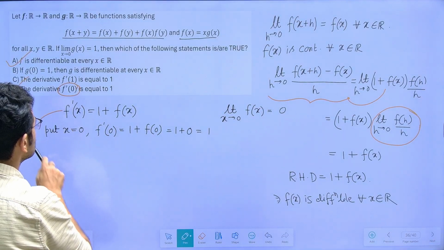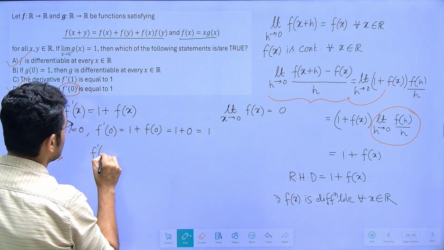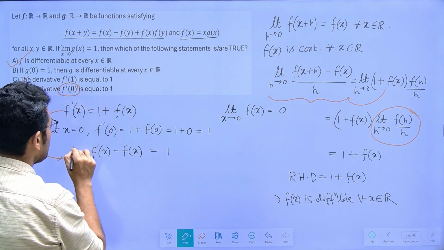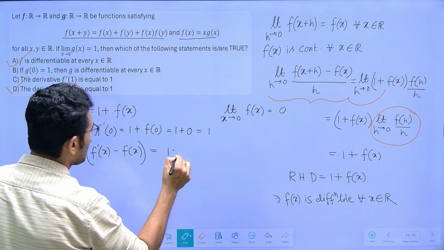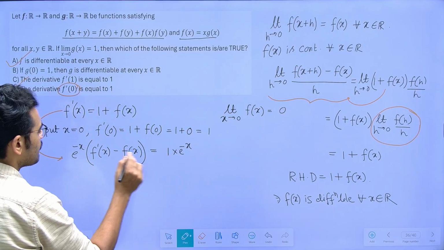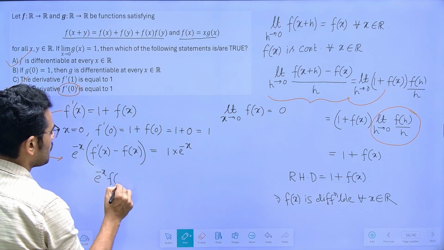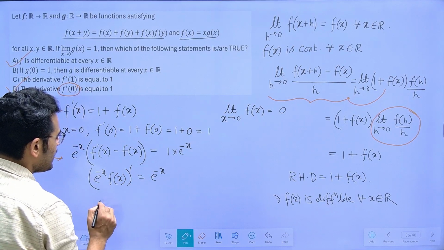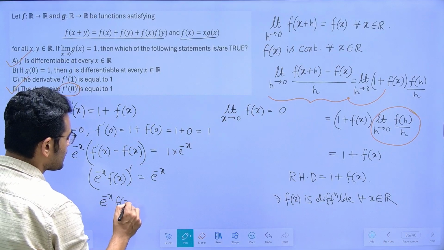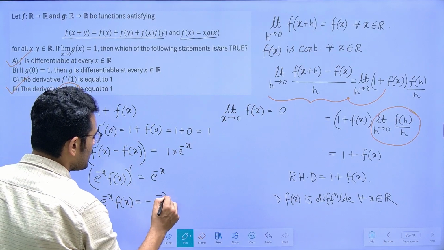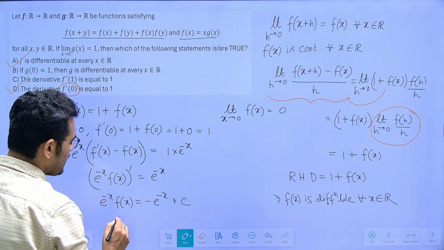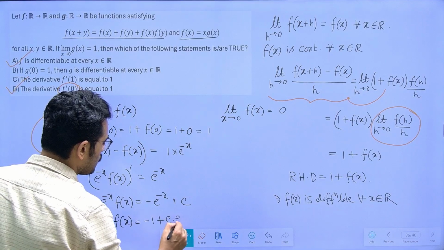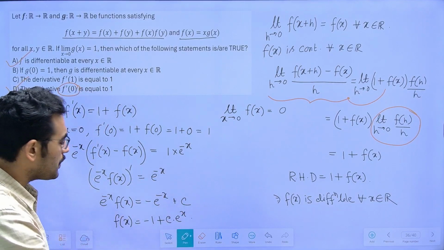Now let us try to solve this differential equation. Let me write it as f'(x) minus f(x) is equal to 1. We can multiply e to the power minus x on both sides. Then the left hand side will be the derivative of e to the power minus x into f(x). The right side is e to the power minus x. Integrating both sides, we will get e to the power minus x f(x) is equal to minus e to the power minus x plus c. So multiplying e to the power x on both sides, f(x) equal to minus 1 plus c into e to the power x.